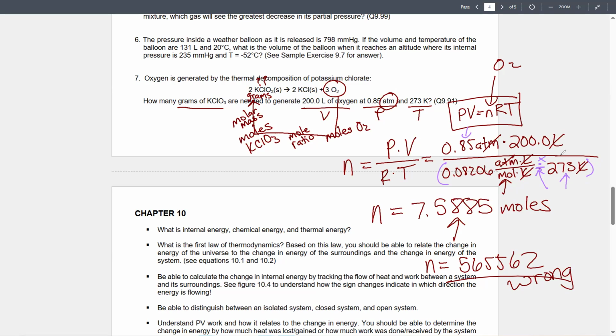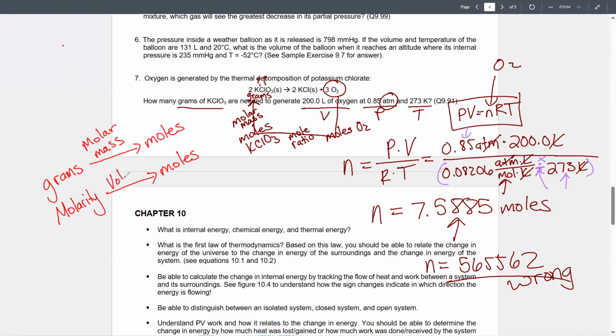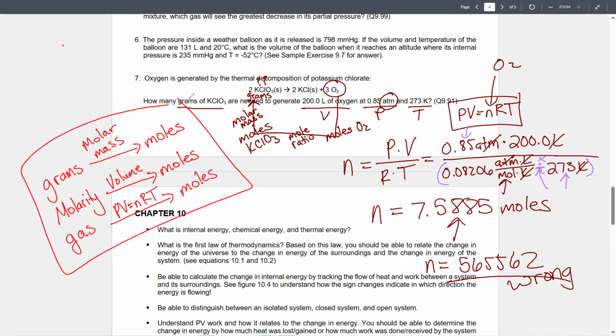Now we're going to turn it into moles of KClO3 and then mass, and then we'll be done. So this is gas stoichiometry. We've taught you how to find moles in 3 different ways. To go from grams to moles, you use the molar mass. And then to go from molarity to moles, you use the volume. And now to go from gas information to moles, you use PV equals nRT, and that's it. Those are the only 3 ways that we turn things into moles. So here we are using the gas one.